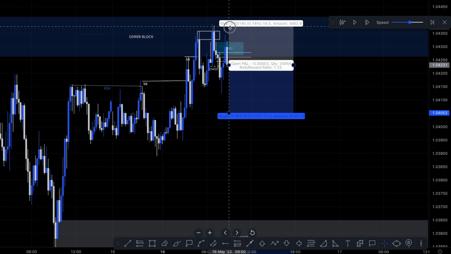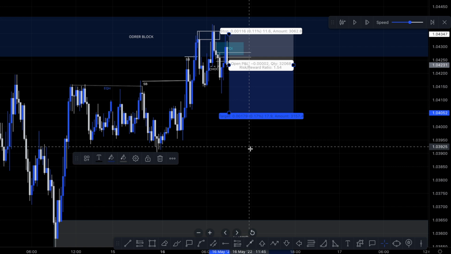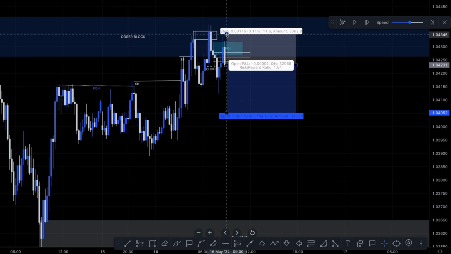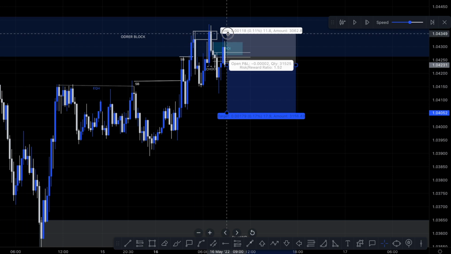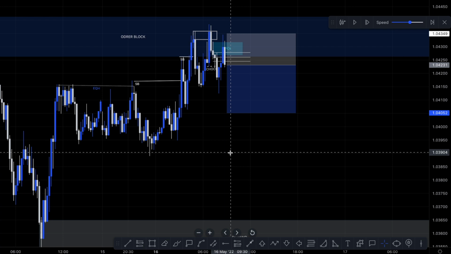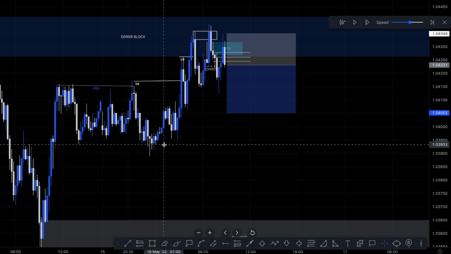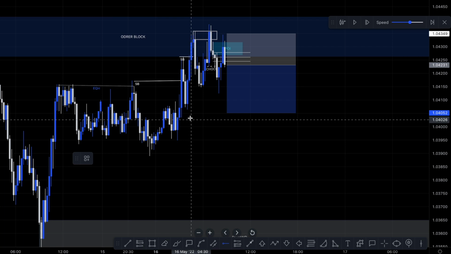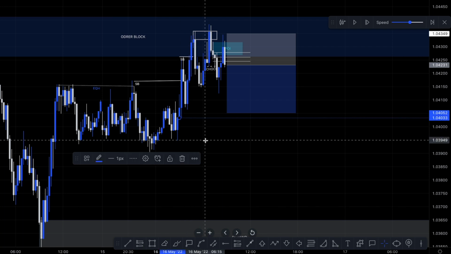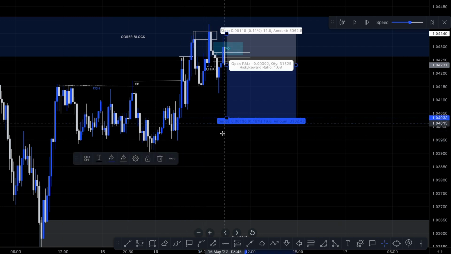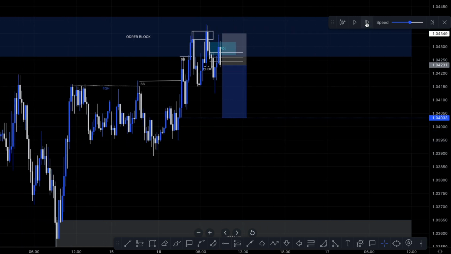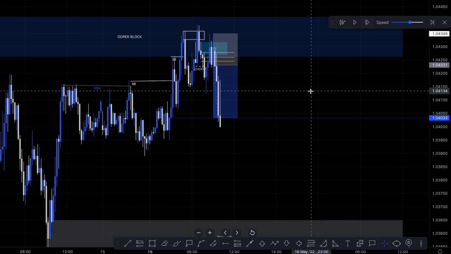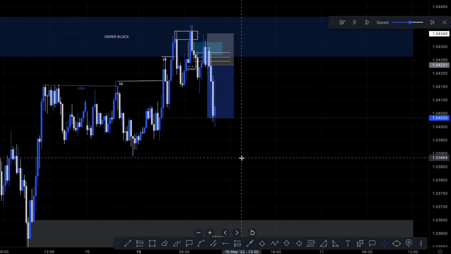Good. So my stop was just above the high right here and just above the POI zone, right above the wick of this high right here, and my target was right below here. All right, so boom. That was my first entry. So I pretty much got a TP on that one.